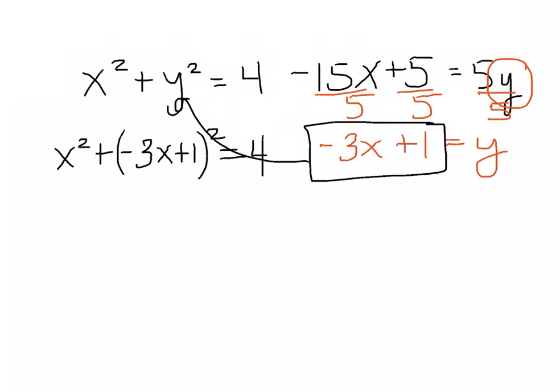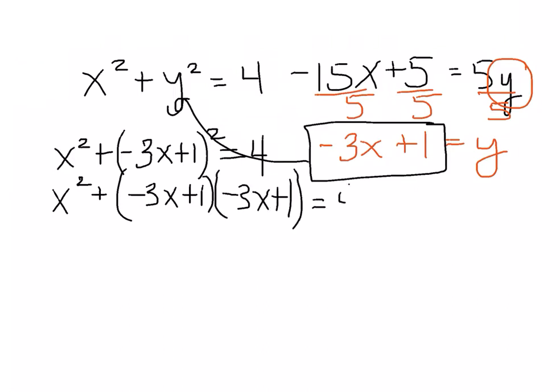Now, this is where a lot of people tend to mess this one up, because what they do is they try to square both parts, when in reality it should be something like this, plus negative 3x plus 1, negative 3x plus 1 equals 4.